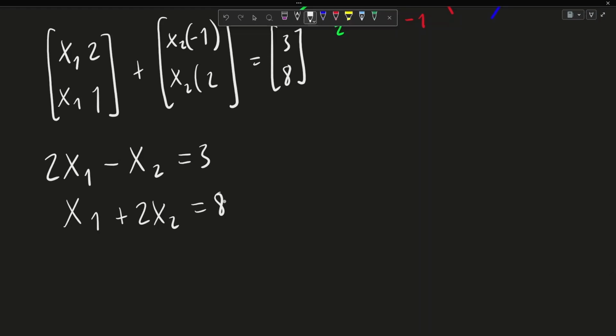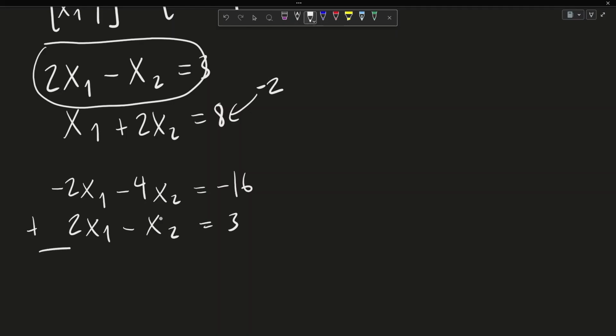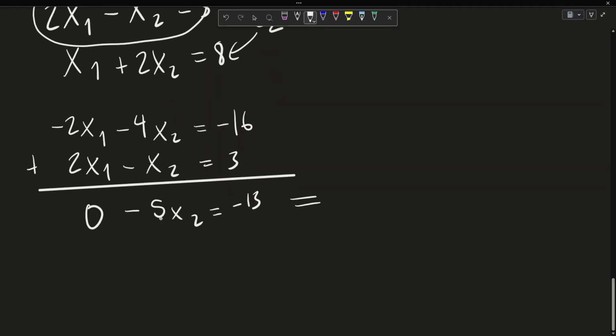If we took the different approach of multiplying this equation by 2, or let's say by negative 2, we'd find that we obtain negative 2x1 minus 4x2 equals negative 16. And if we then added this equation, 2x1 minus x2 equals 3, we'd find that we have 0 minus 5x2 equals negative 13. And again, this implies x2 is equal to 13 over 5.